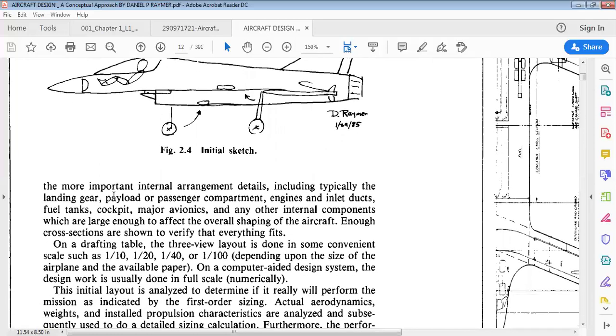Here we see on a drafting table, the three-view layout is done in some convenient scale, such as 1/10, 1/20, 1/40, or 1/100, depending upon the size of the airplane and available paper. So it depends on which type of aircraft it is, a jumbo jet or an Airbus. According to that, you put up one sketch.